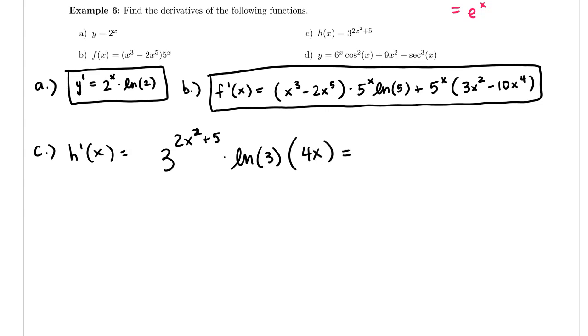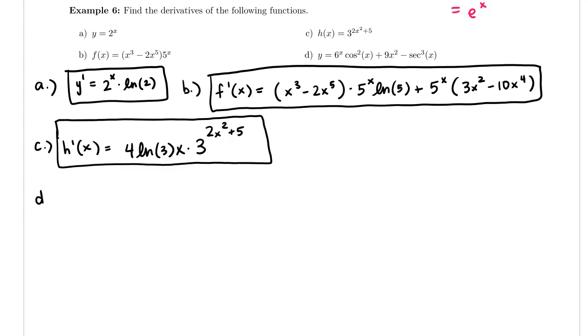I'm going to rewrite this so it looks a little bit nicer. This is the same thing as 4 times the natural log of 3 times x, and then times 3 to the power of 2x squared plus 5. So there's our answer for part C. All right, let's go through part D.